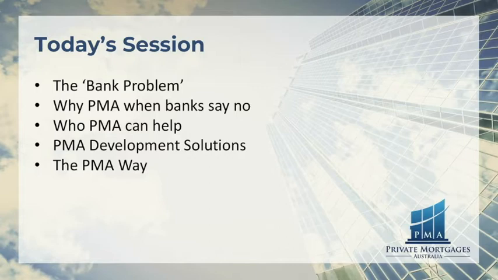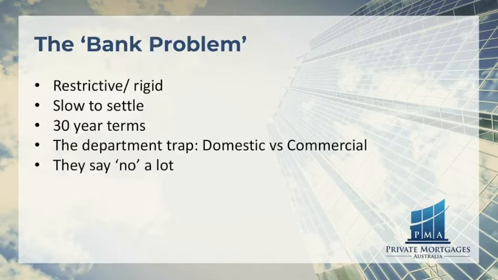So let's jump into it. The bank problem. As I mentioned earlier, in Australia, we've got what I call two camps. You've got traditional lenders on one side, that's big banks, little banks, non-banks, and other institutional lenders, and in the other camp, you have private lenders. The private lender camp is very fragmented, and the reason why it exists is to really help those that have fallen through the cracks from the traditional lenders.